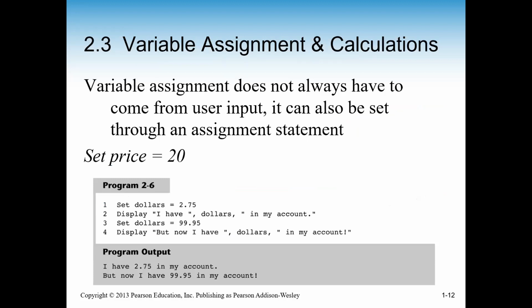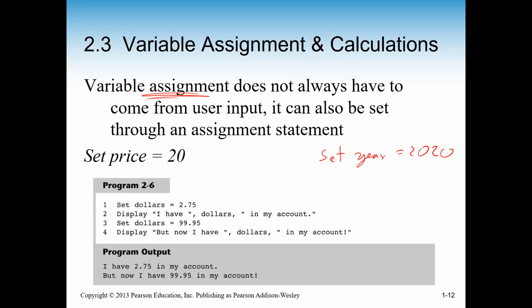So variable assignment: sometimes you don't always have to take a value for a variable from the user. For instance, you know what year it is, right? So you don't have to always ask the person. You can just say set year to 2020.